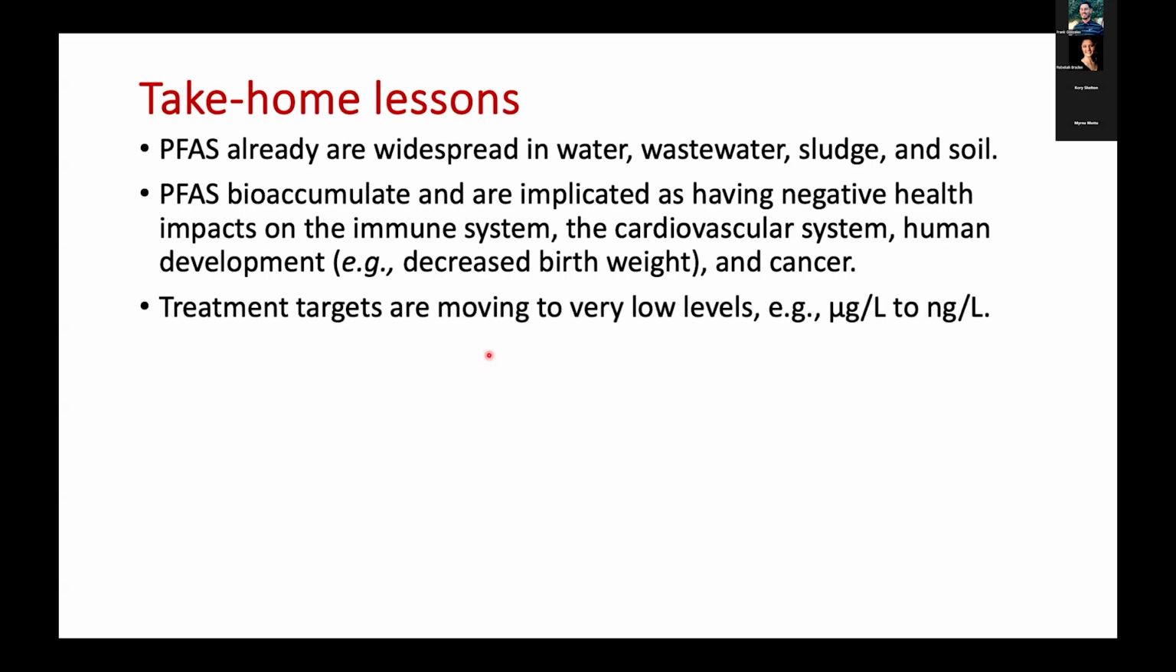Now, the treatment targets are moving to very low levels. Very early on, I mentioned that the EPA established a target of 70 parts per trillion for PFOA and PFOS. In the last year or 2, they've lowered that to 4 parts per trillion, which is really hard to measure. It's so low. Okay, so you can see the seriousness of these impacts of PFOA is leading to some very stringent requirements from the EPA.